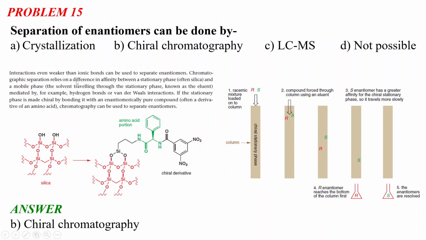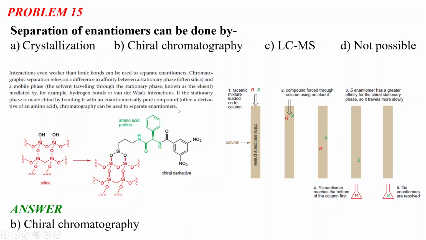Chromatographic separation relies on the difference in the affinity between the stationary phase and the mobile phase, the solvent traveling through the stationary phase, known as the eluent, mediated for example by hydrogen bonds or van der Waals interactions. And if the stationary phase is made chiral by bonding it with an enantiomerically pure compound, often a derivative of an amino acid, chromatography can be used to separate the enantiomers.